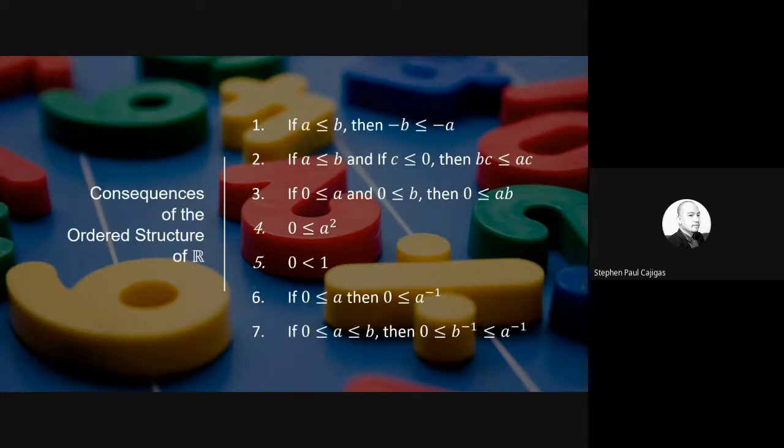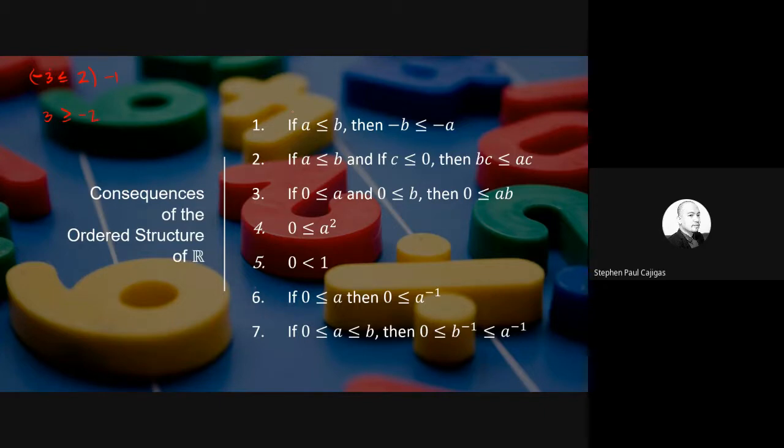Next, consequences of the order structure of R. So if A is less than or equal to B, then negative B is less than or equal to negative A. So if you remember your high school algebra, if you have an inequality and you multiply by a negative, what we do is flip it. For example, negative 3 less than or equal to 2. So we multiply by negative 1. So what we would do is it becomes 3 greater than or equal to negative 2.